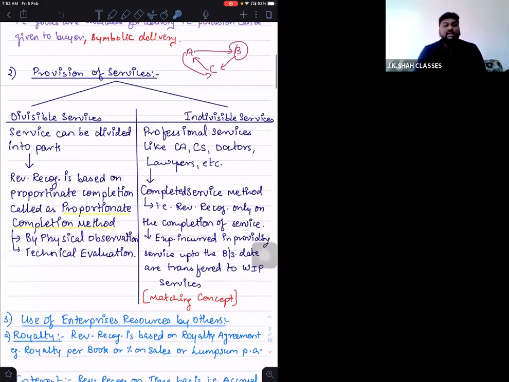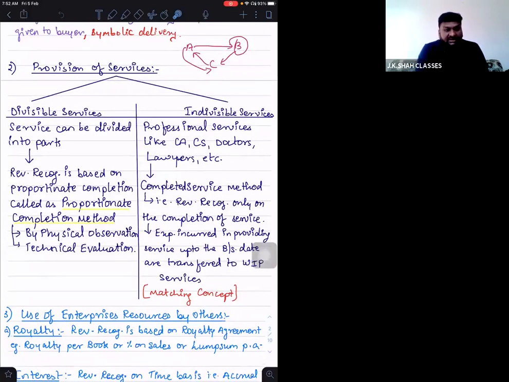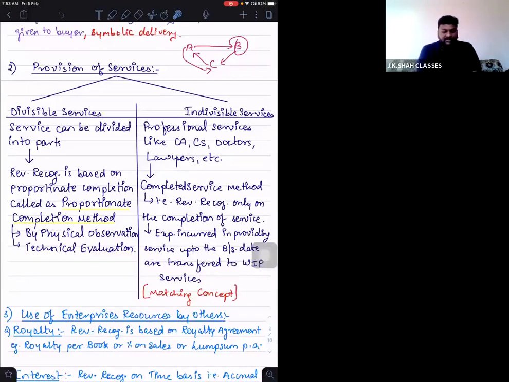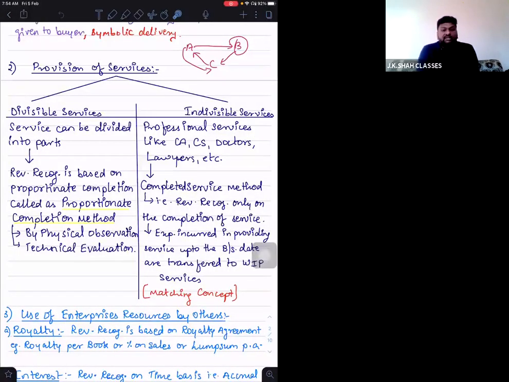Right? So we'll go for the next point, provision of services. Now, sir, what we'll do is, services, we will divide into two parts: divisible services and indivisible services. With respect to provision of services, we will divide our services into two parts. Now, please understand what are divisible and what are indivisible services.